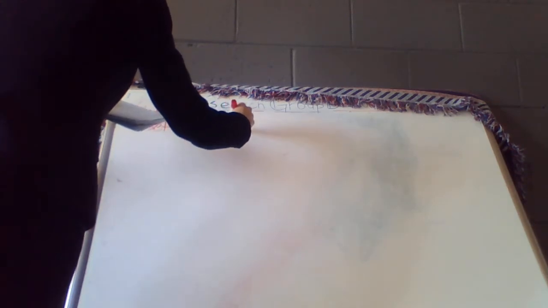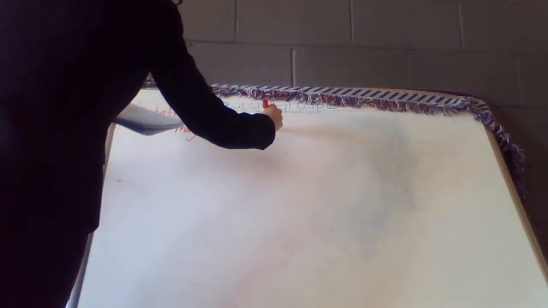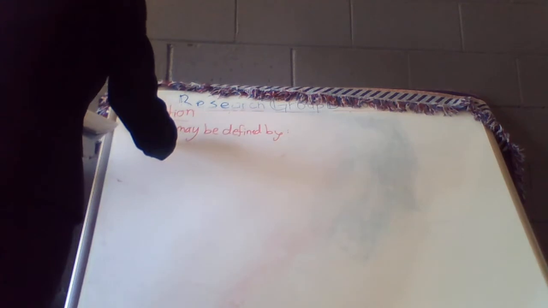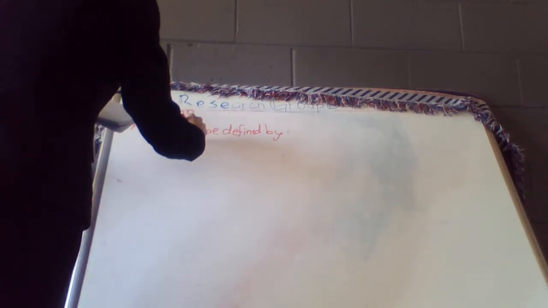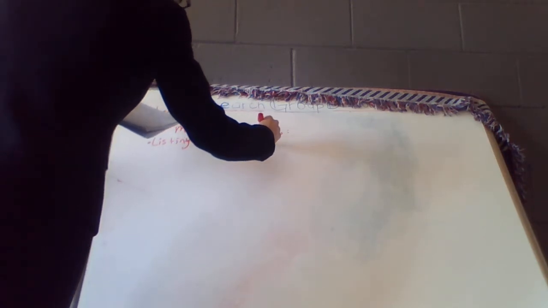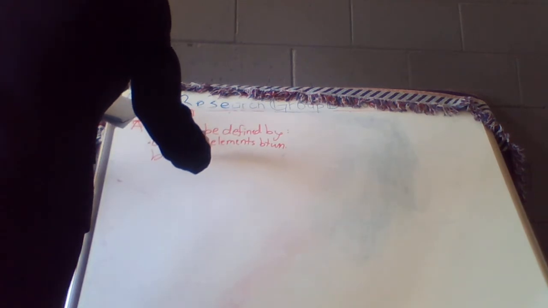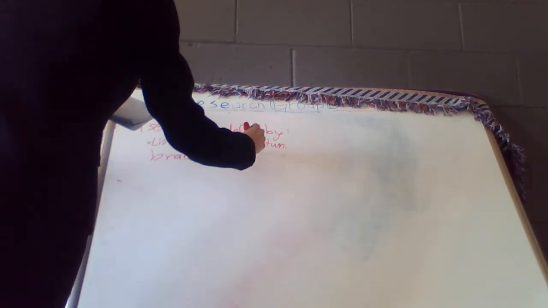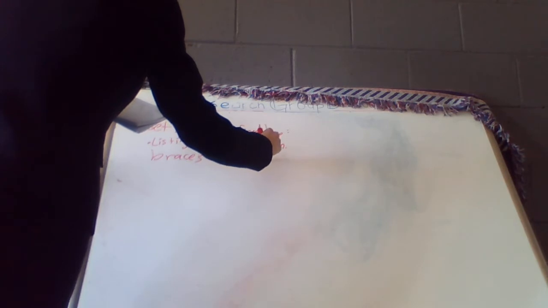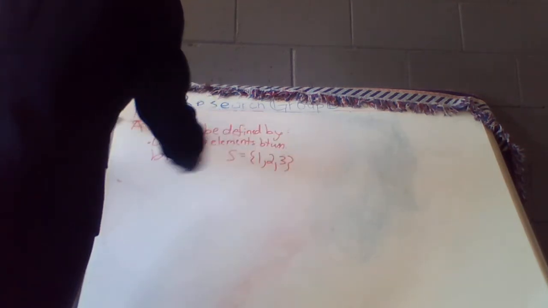Next one. A set may be defined by, so here are different ways that you can define sets. Remember that this means set. A set may be defined by listing its elements between, I'm going to use this abbreviation here, braces. Here's an example: if you have a set that consists of 1, 2, and 3, then S is equal to {1, 2, 3} in braces. Okay, that's one way.